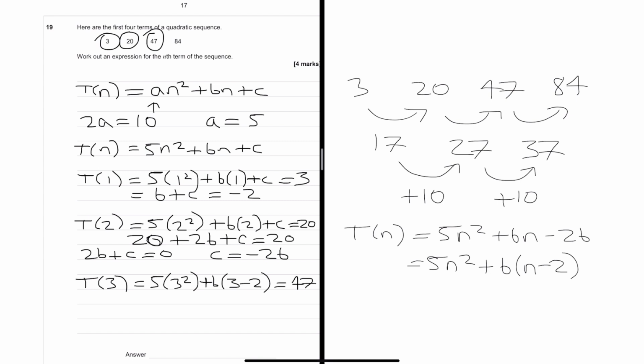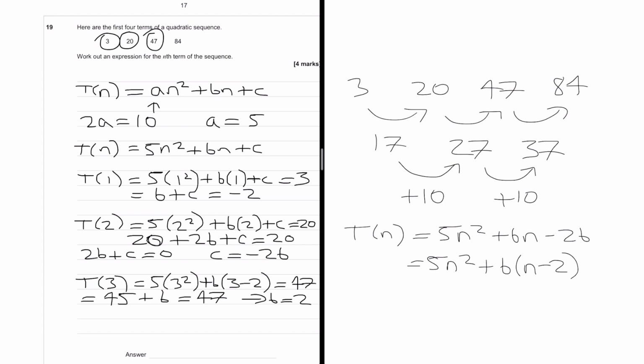And now we just have one value to solve, which is b. So here, if we simplify, 5 times 3 squared, that's 5 times 9, that's 45, plus, well, 3 minus 2 is just 1, so 45 plus b equals 47. I'm sure we can see there that b is therefore equal to 2.